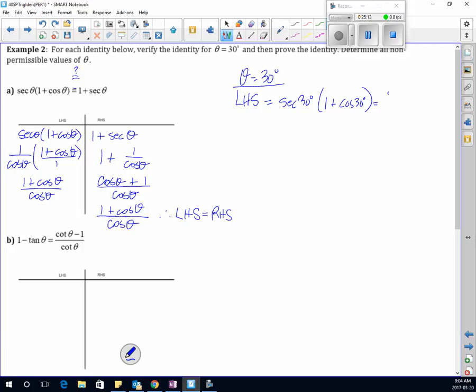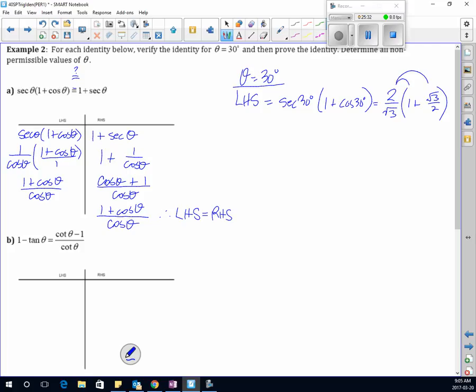Two over root 3, very good. And what is cos of 30 degrees? Root 3 over 2, so it's going to be 1 plus root 3 over 2. Oh, could you get a nicer one? Anyways, what can we do here?